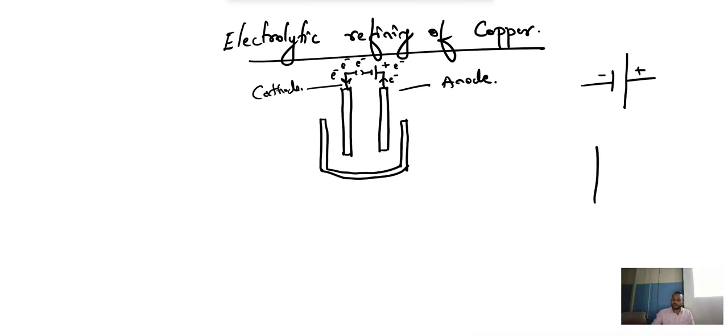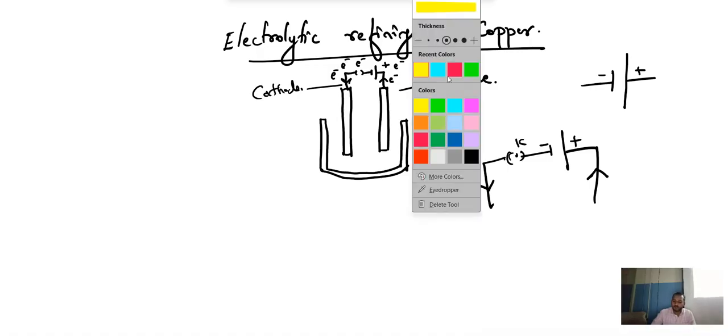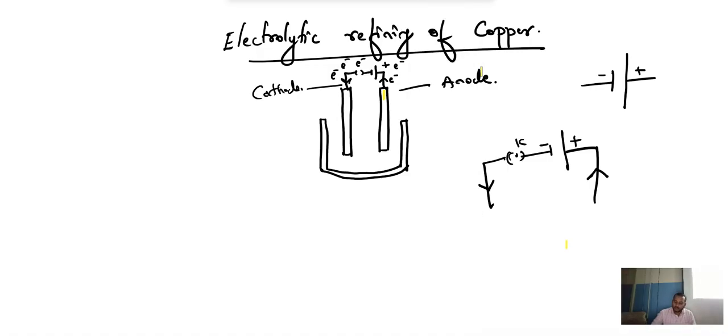It means that the electrons are moving from positive to negative. This is positive, this is negative, and this is a switch. They are moving from positive and terminating at the negative terminal. Is this clear? Now inside this positive rod, we have copper. Now this copper is actually in an impure state.